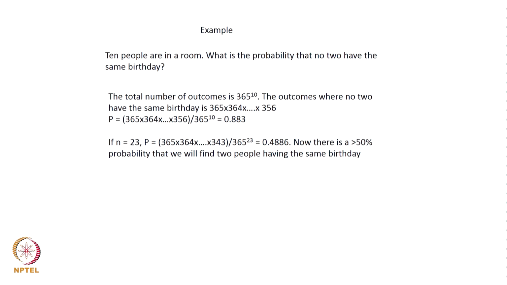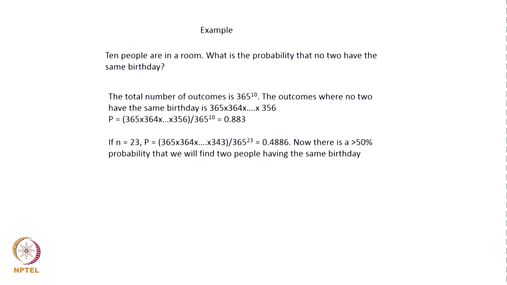probability is 365 into 364 and so on up to 356, 10 people, divided by 365 to the power 10, which is 0.883. So there is an 88% probability that no two people will have the same birthday. But as we increase the number of people, when we do n equal to 23, we realize that this probability becomes 0.4886. It is quite understandable that as more people are in the room, the probability that two people have the same birthday is higher.